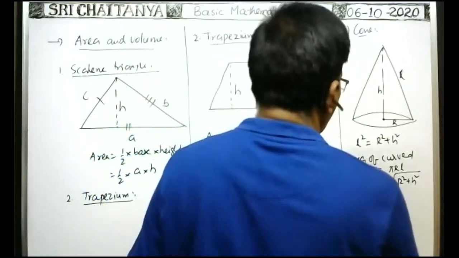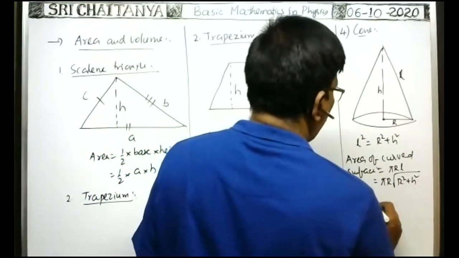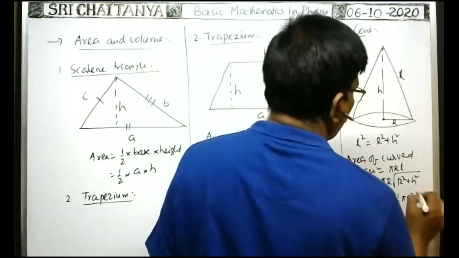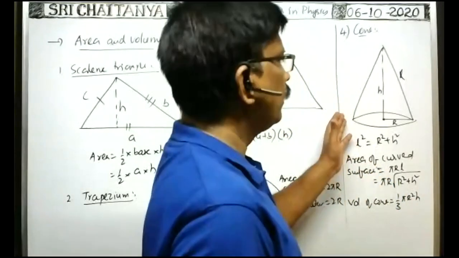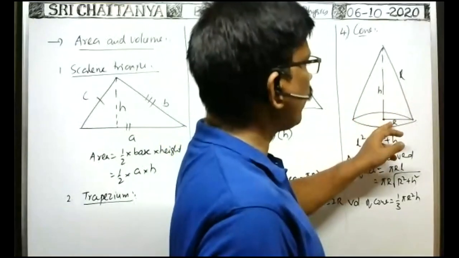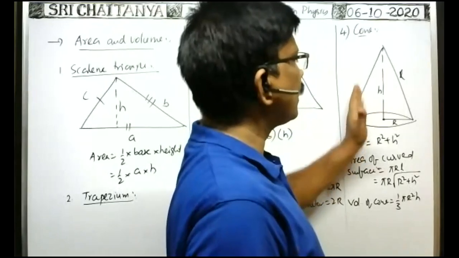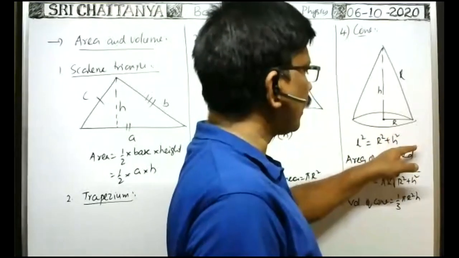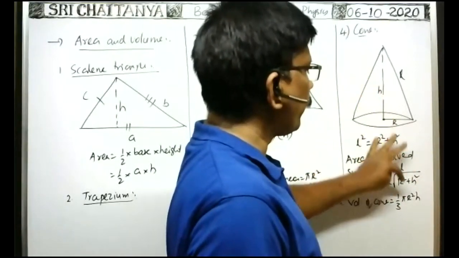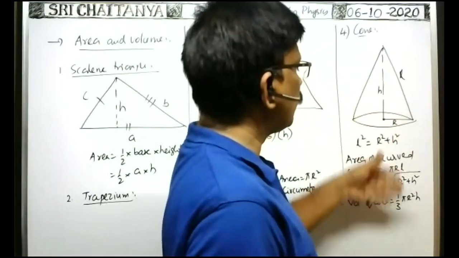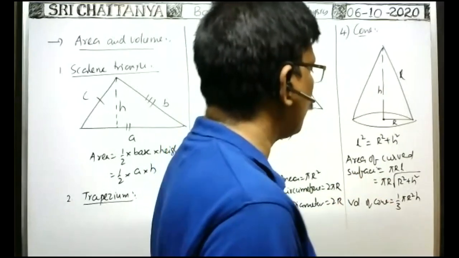Next, volume of the cone: 1/3 pi r square h. That is 1/3 of pi r square into the height of the cone h. Suppose you imagine a cylinder of height h and radius r, then the volume of the cylinder is equal to pi r square h. In that, only 1/3 of the volume is the volume of the cone. So this is the volume of the cone.